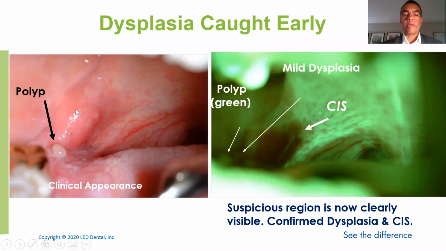This patient was referred for the polyp, and thank God they had the polyp, because if it wasn't for the polyp, they may not have found the dysplasia and the CIS located adjacent to it. Again, following those standard protocols, unilateral, regular shape, persists for 2 weeks, and does not blanch.